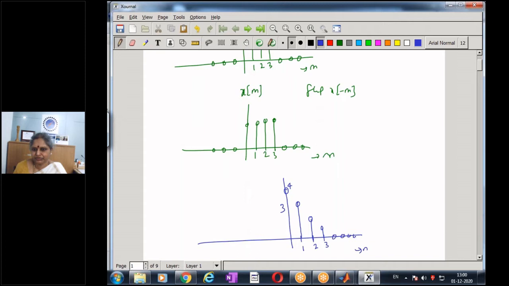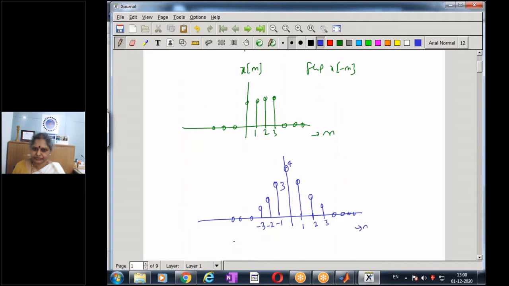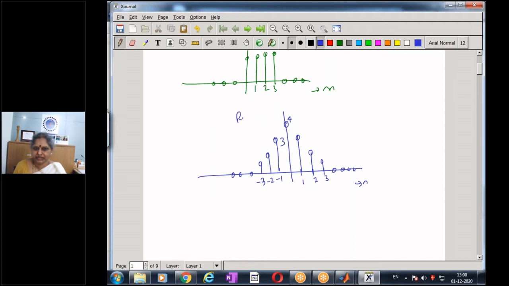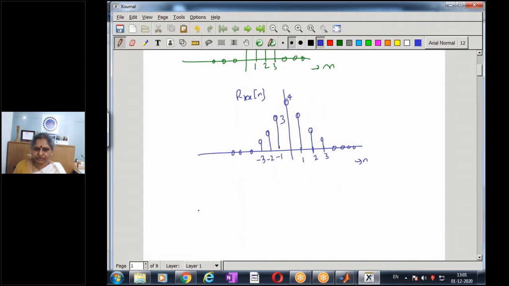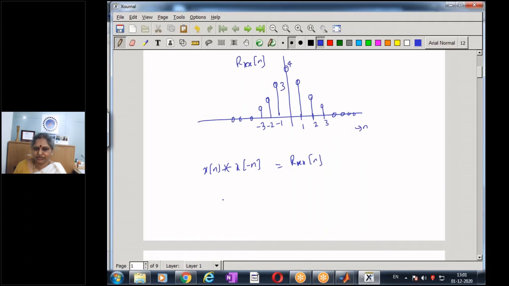Now similarly I can compute the left shift. If I shift x of m to the left by 1, once again I get a 3, and then shifted to the left by 2, and by 3, at minus 3, minus 2, minus 1, and this is what we get. So this is my autocorrelation, rxx of n. I have taken a signal x of n and convolved it with x of minus n. When I perform this convolution, what I get is the autocorrelation rxx of n. And an observation is that this autocorrelation is always an even function.